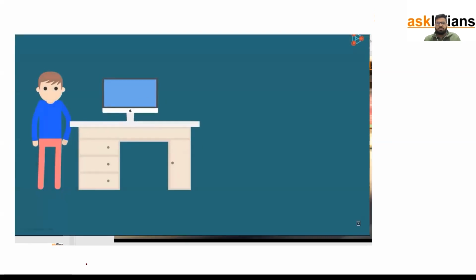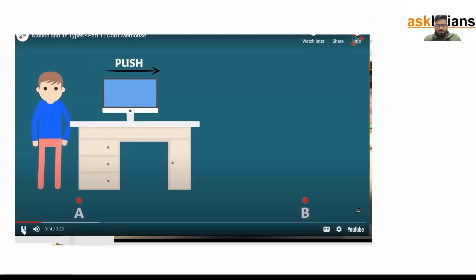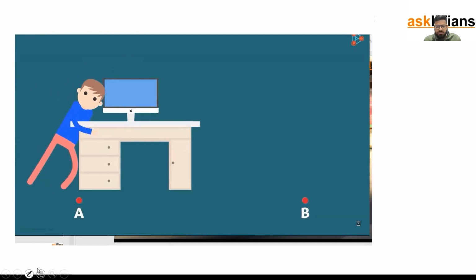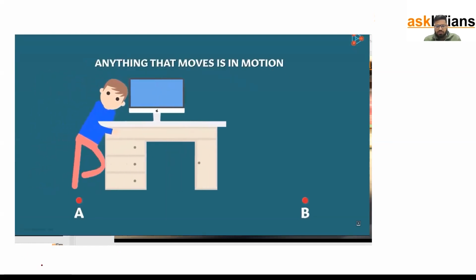Ben wants to move this table from point A to point B. What will he do? Yes, he will push it in the direction of point B. The boy wants to push the table from A to B. So he will push it towards the right to get to the point. As he pushes the table, it starts moving.